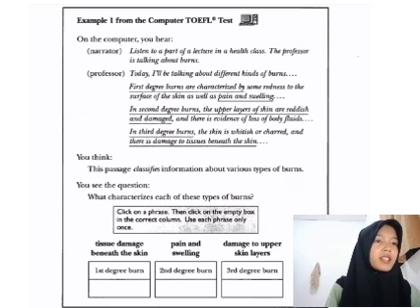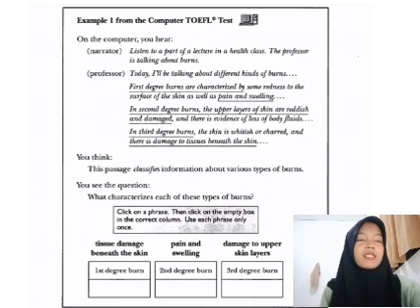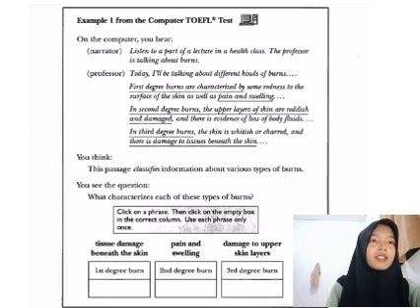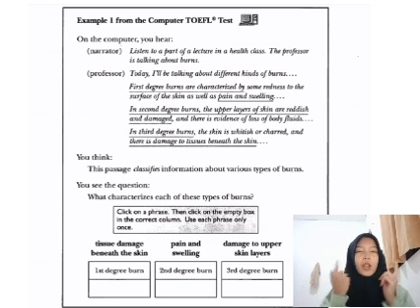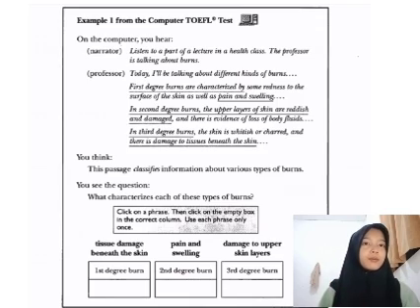So the swelling is number 2. Pain and swelling. This is the first degree burn, and then second degree burn, damage to upper skin layers, and then third degree burn is tissue damage beneath the skin. So you have to listen carefully and remember it, and don't forget to write it in your notebook.